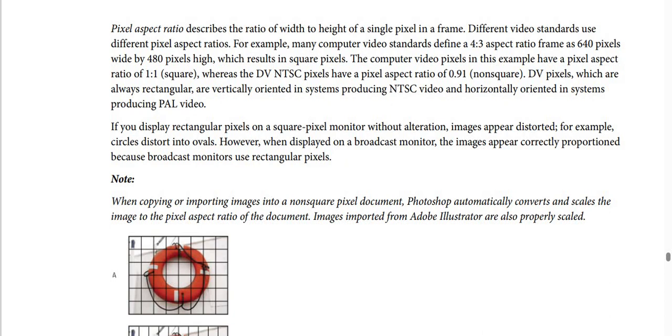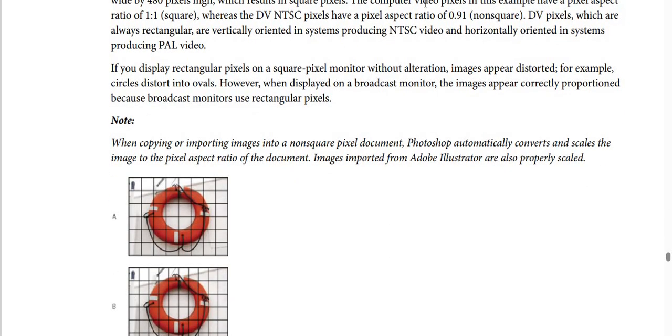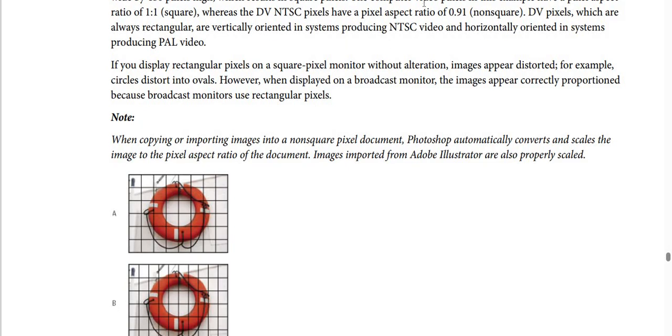For example, circles distort into ovals. However, when displayed on a broadcast monitor, the images appear correctly proportioned because broadcast monitors use rectangular pixels. Note, be careful here. When copying or importing images into a non-square pixel document, Photoshop automatically converts and scales the image to the pixel aspect ratio of the document, and images imported from Adobe Illustrator are also properly scaled.